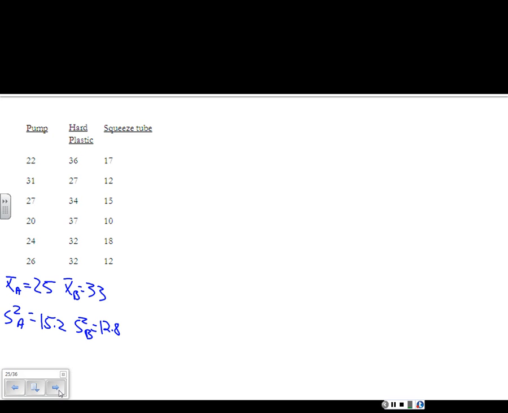So for group C, we're going to add up the numbers here, and that's 84. So x bar C is equal to the sum of the x's divided by n, or 84 divided by 6, which is, I believe, 14. And then we're going to get the deviations. So 17 minus 14 is 3. I'll just fill these in now.